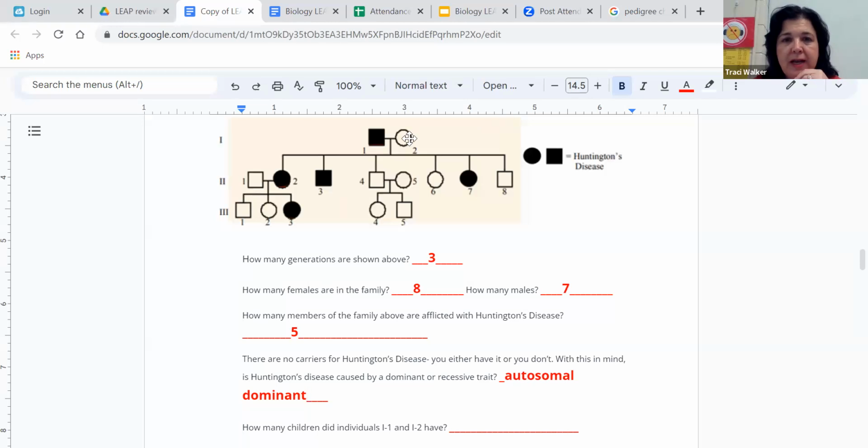So how many children did they have? We look at this vertical line going down, and we want to look at the individuals that are connected to this vertical line and this horizontal line. So I see this person is connected, and this person is connected. This one is connected, but now this one is not connected. So we can't count that one. This one's connected, this one, and this one. So that's a total of 1, 2, 3, 4, 5, 6. So they had 6 children.